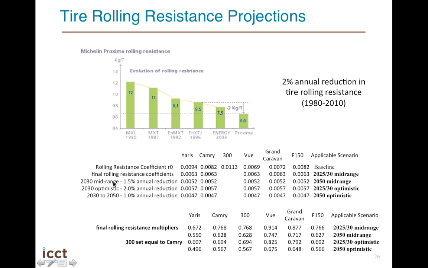And so for the mid-range case, we cut that to 1.5% annual reduction. For the optimistic case, we left it at 2%. In both cases after 2030, we dropped it to 1% annual reduction. So again, assuming that improvements would continue, but at a slower pace than has occurred in the past. And then the ones on the bottom is just the final rolling resistance multipliers that we fed into our energy model.